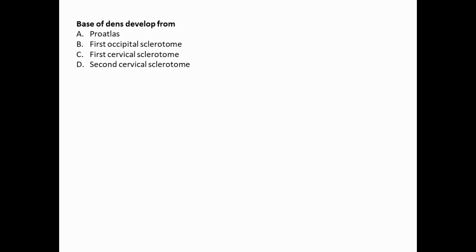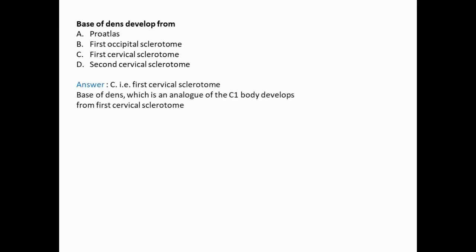Let's start with the first question. Base of dens developed from pro-atlas, first occipital sclerotome, first cervical sclerotome, or second cervical sclerotome? Yes, the answer is C, first cervical sclerotome. Base of dens, which is the analog of the C1 body, developed from the first cervical sclerotome.